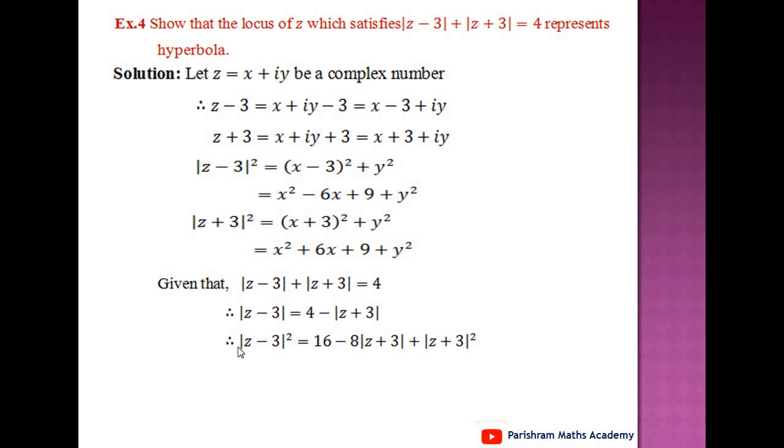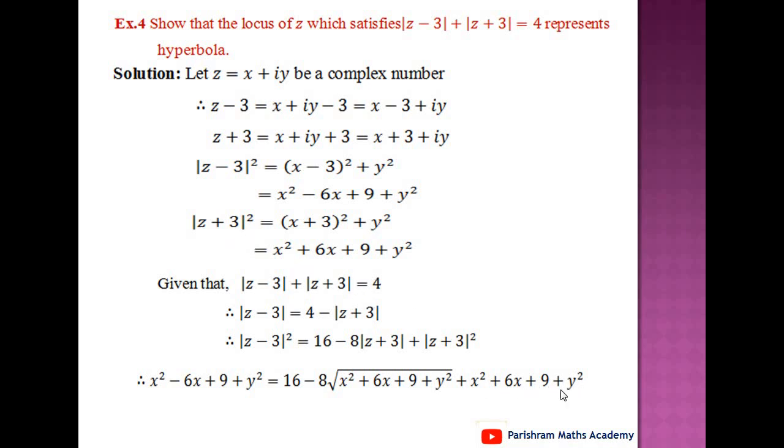And then we can substitute the value of mod of z minus 3 bracket square, the value of mod of z plus 3 and mod of z plus 3 bracket square. We get the value of mod of z minus 3 bracket square is x square minus 6x plus 9 plus y square, equal to 16 minus 8 into root of x square plus 6x plus 9 plus y square, plus mod of z plus 3 bracket square, which is x square plus 6x plus 9 plus y square.